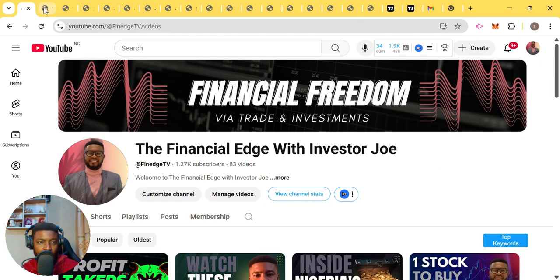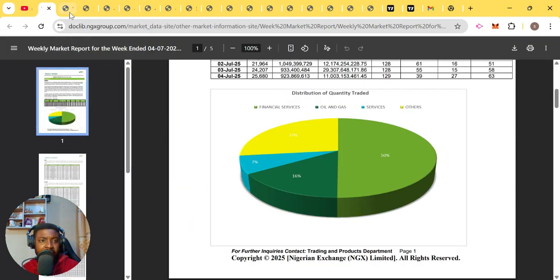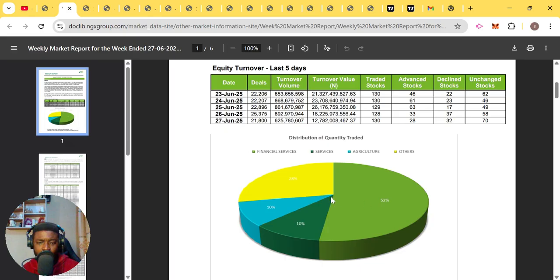The first thing I want to show you is the previous week chart. This one was last month. So this is what happened last month. We saw that the banking, that's the financial services, actually had like 52%. If you check my previous one, we formerly had like 60, 70% around this area because, you know, the banks are hot. Dividends, interim dividends, all those things are making it hot.